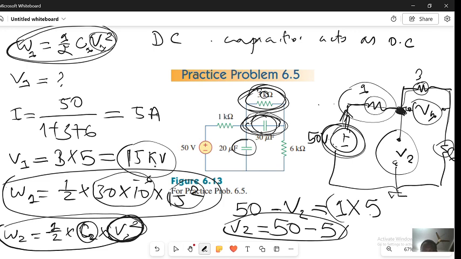From here, the main point, we have to know this one. We have to know this one. Now let's see.